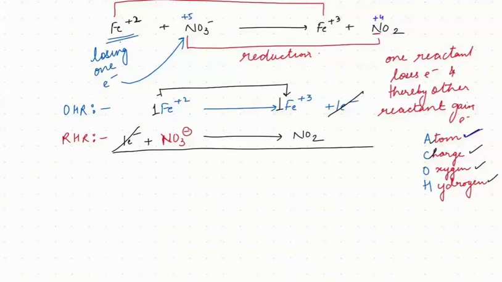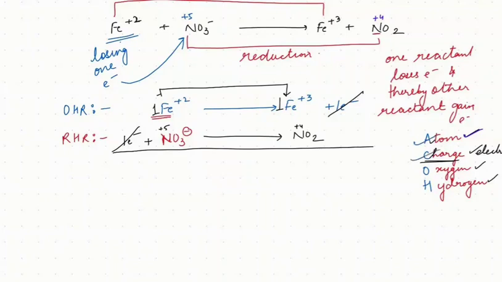So nitrogen will carry a plus 5 charge and then a plus 4 charge. Now the charge means the electrons. One electron is lost here. One electron given off by Fe plus 2 is actually being accepted by NO3 negative. So when one electron is given off by Fe plus 2, NO3 gains one electron. So basically charge is also balanced coincidentally.